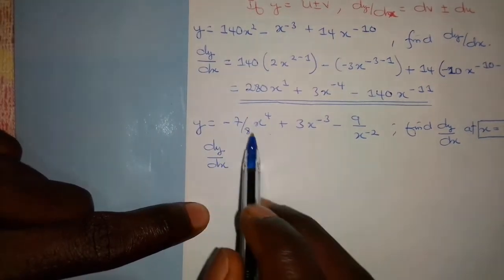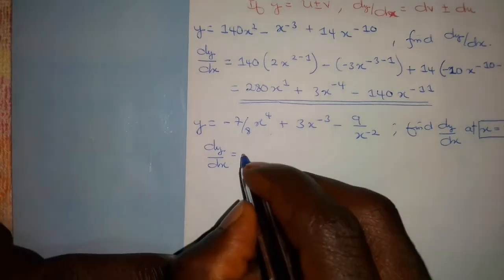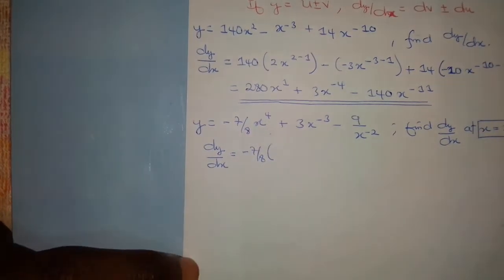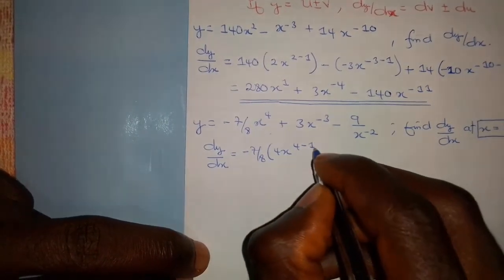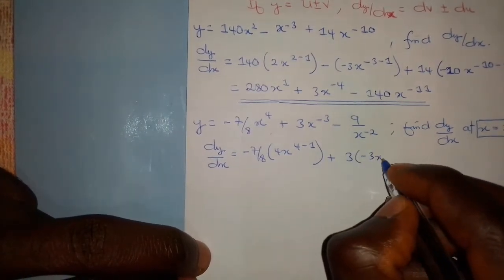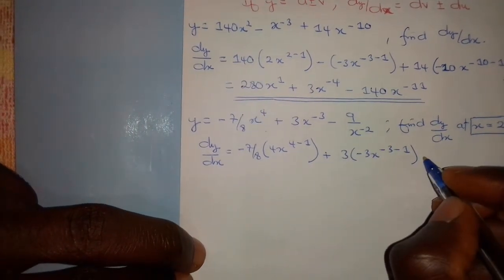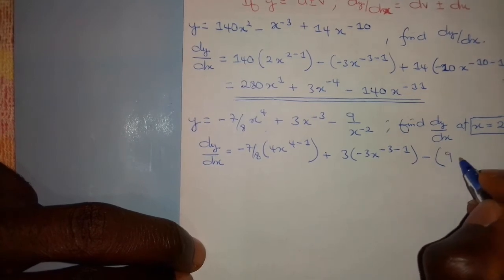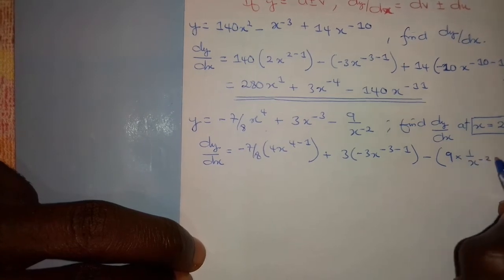And this minus 7 over 8 is the coefficient. Though minus 7 over 8 is a fraction in that term there, it is a coefficient. You keep it outside the bracket. So we have minus 7 over 8. Then go into the bracket and bring 4 down and subtract 1 from 4. Plus 3. Bring minus 3 down and subtract 1 from minus 3. Then in this case we have minus 9 multiplied by 1 over x raised to the power of minus 2.